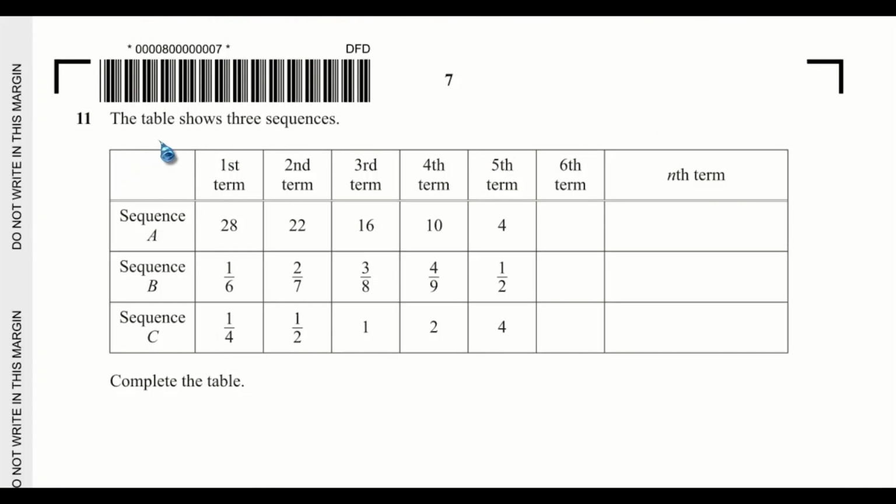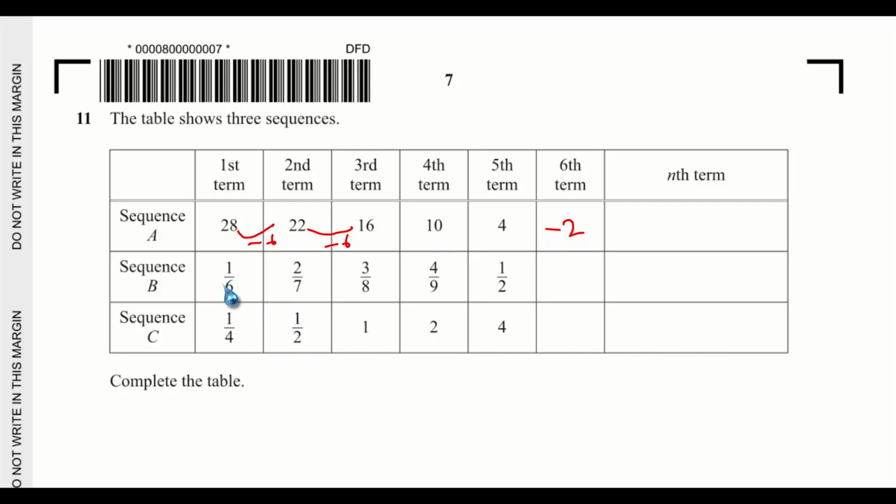Question 11. The table shows 3 sequences. Complete the table. So we have to find the 6th term and the nth term for the 3 sequences. So let's start with the first one. So this one is minus 6. That is the term to term rule, minus 6. So this one will be 4 minus 6, that will be minus 2.